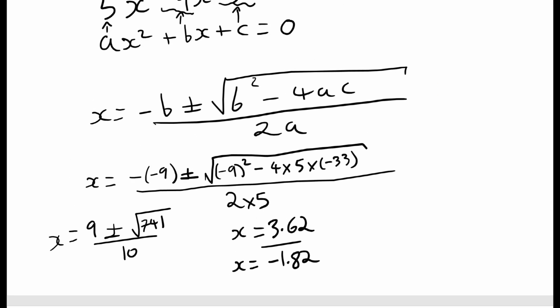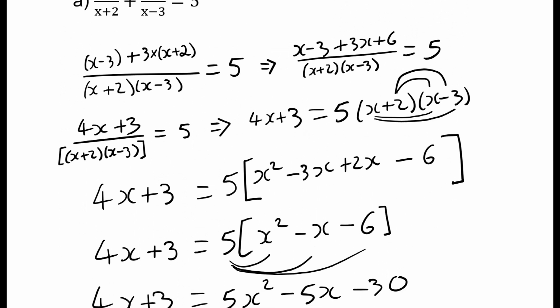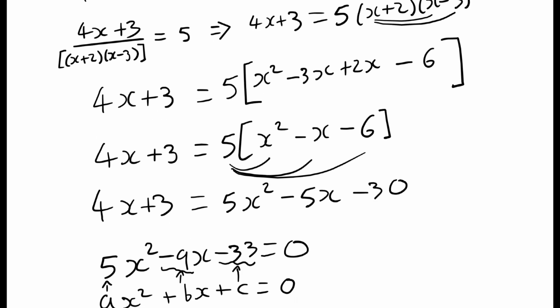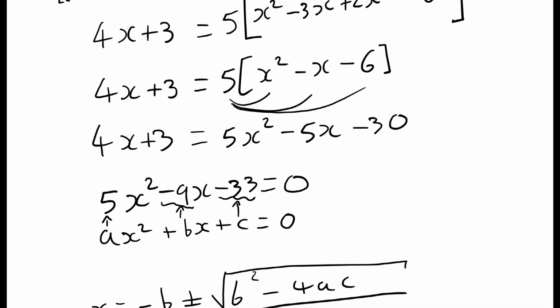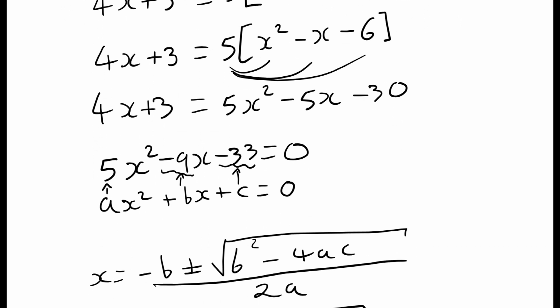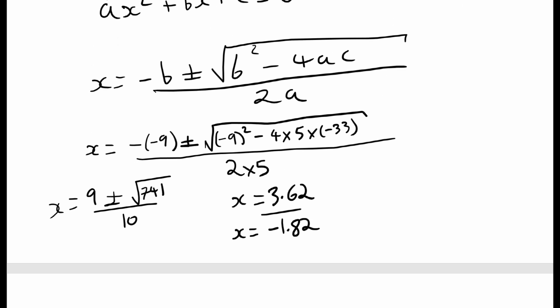So just to look at it in full, we got a common denominator of x plus 2, x minus 3. We multiplied both sides by that common denominator, so we essentially didn't have any denominators then, we dealt with them. We expanded and simplified, got everything over to one side of the equation so it equals 0. Identified a, b, and c, substituted into the quadratic formula, and solved.